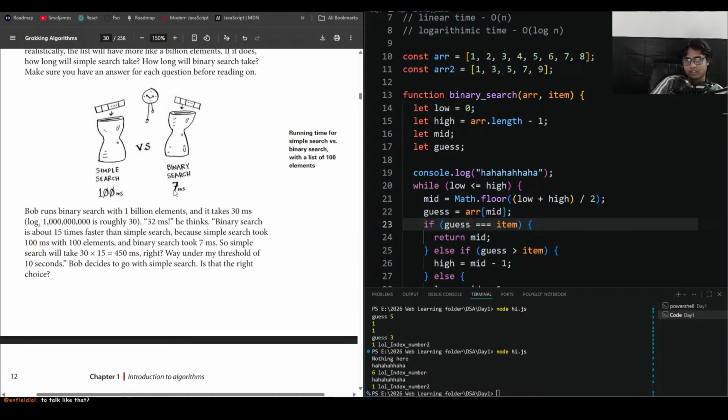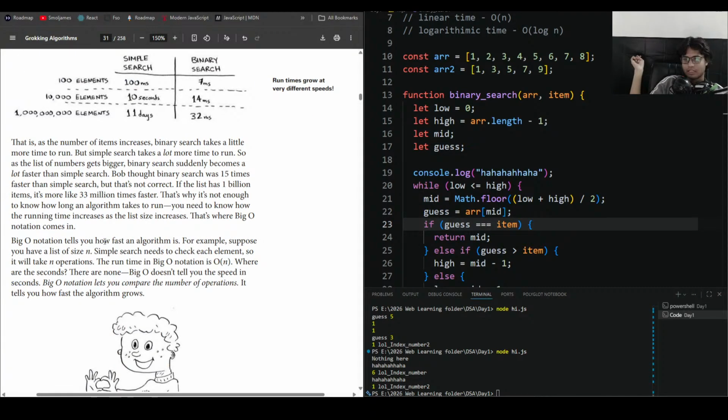Okay, I think it's 15 times, like multiplied. So binary search is about 15 times faster than the simple search, because simple search took 100 milliseconds with elements, and binary search took 7. So simple search will take 30 multiplied by 15. Whatever. Yeah, stupid.